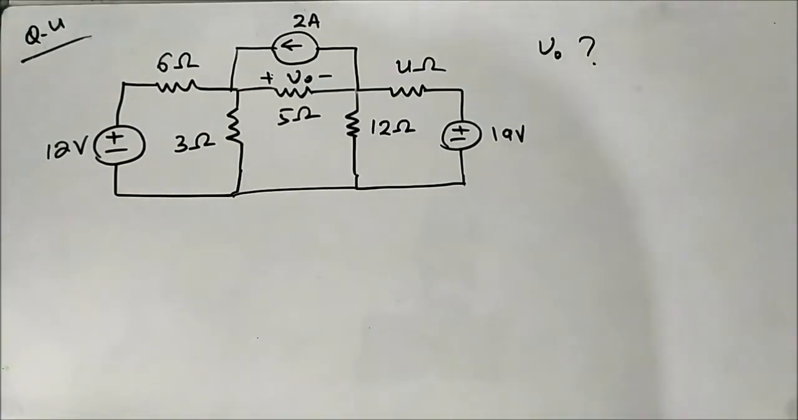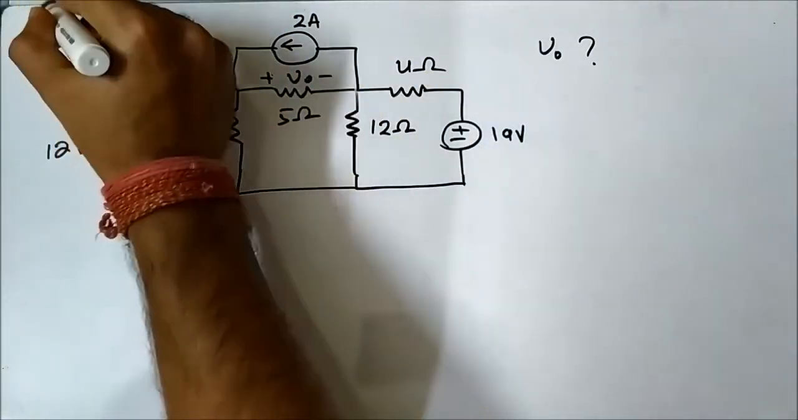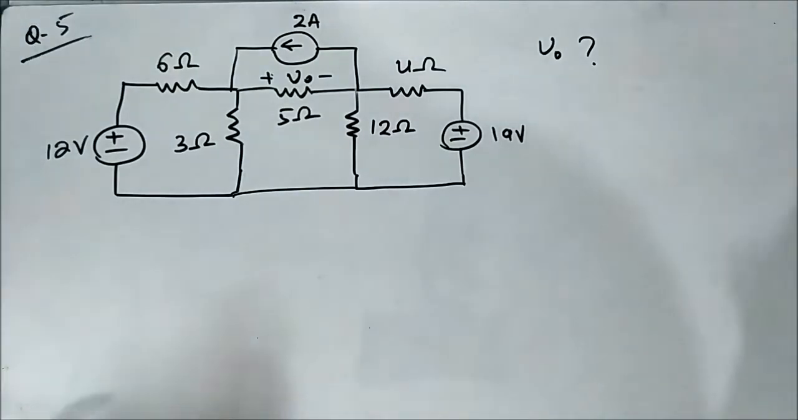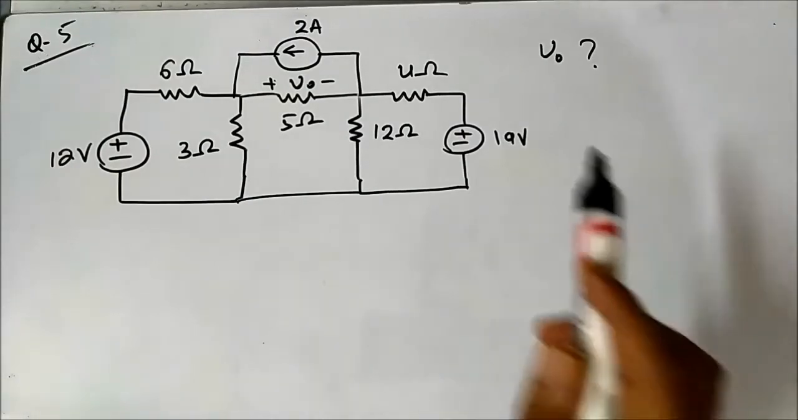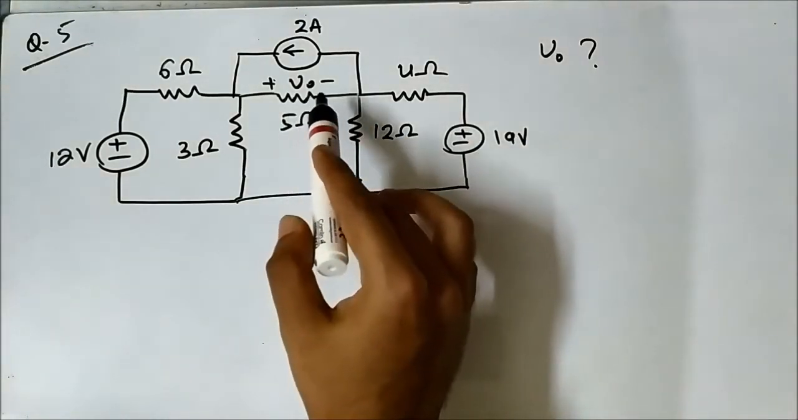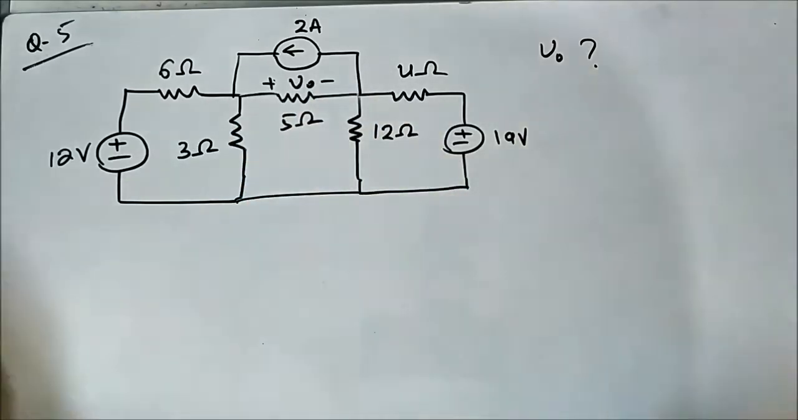So we'll continue our discussion with the application of Thevenin theorem, and this is the fifth question that we are going to solve using Thevenin's theorem. In this question we have the circuit as given, and we have to find out the voltage across this 5 ohm resistor with the polarity assigned. So we will be using Thevenin's theorem.